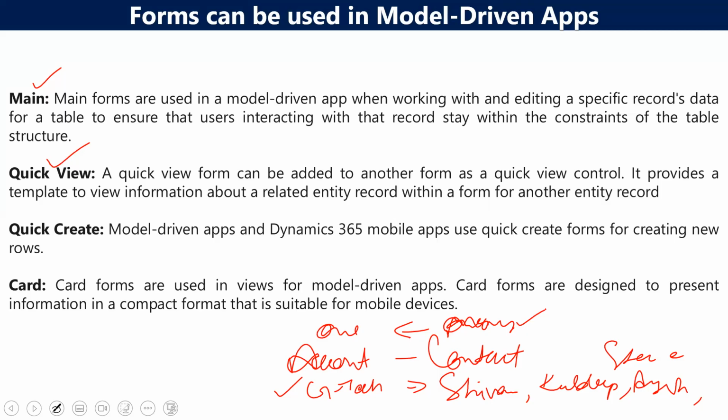The third type of form which can be utilized in Dynamics is the quick create form. So what is a quick create form? Whenever I want to create a new record in the model-driven app, we need to fill up a main form for creating or updating any record. Let's suppose the main form has approximately 60 to 70 fields to be filled, but I want to create a record using only 3 or 4 values, not more than that.